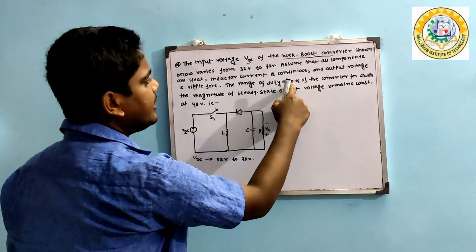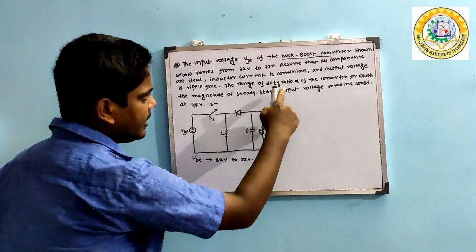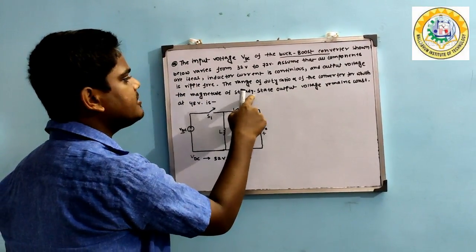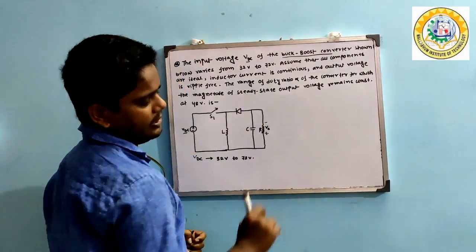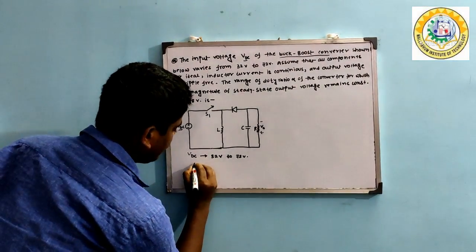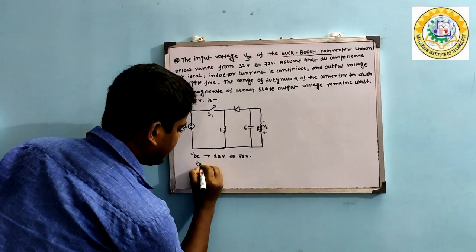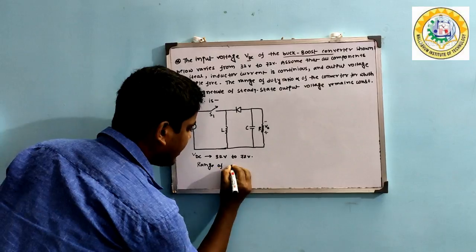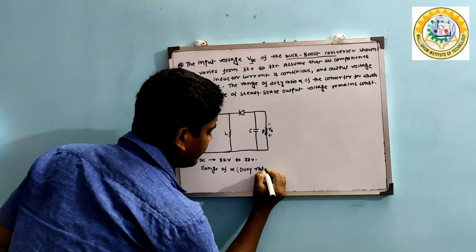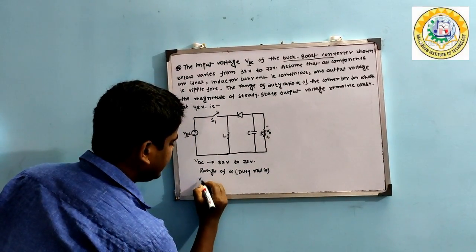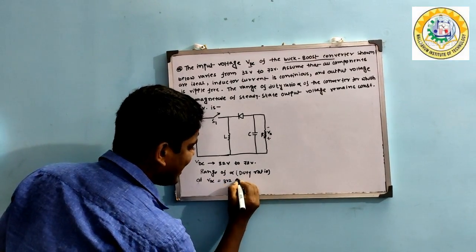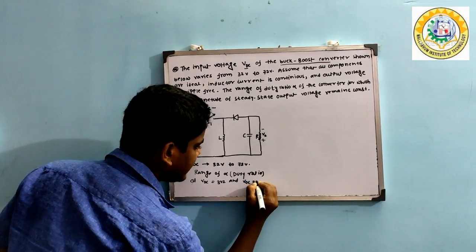The range of the duty ratio alpha of the converter for which the magnitude of steady state output voltage remains constant at 48 volt. So we calculate the range of alpha, that means the duty ratio, when VDC is equal to 32 volt and VDC is equal to 72 volt.